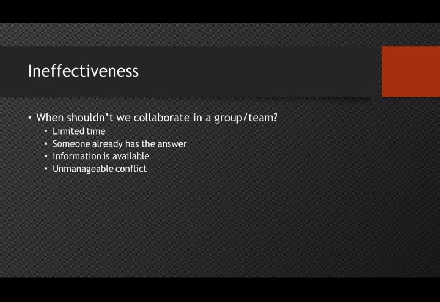The next is if information is available, and this is along the same lines as if someone already has the answer. If there's already information that is accessible, that can provide an easy route to the goal achievement, then there's no need for multiple groups or team members to try and seek out information that'll help reach the group's aim.